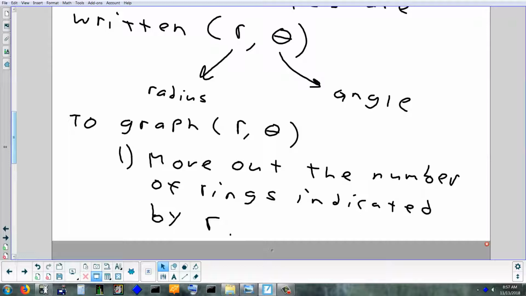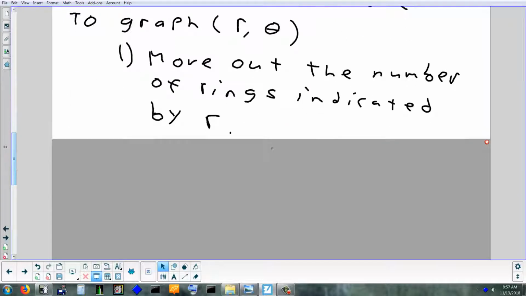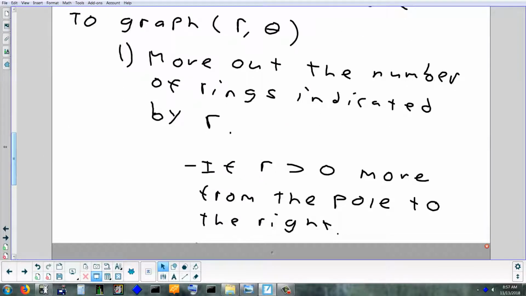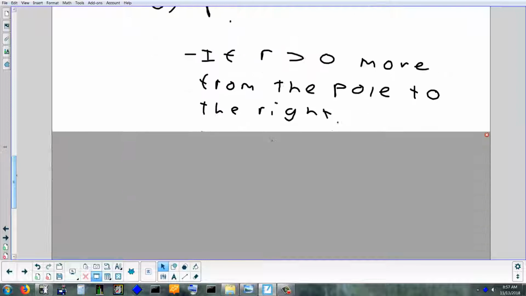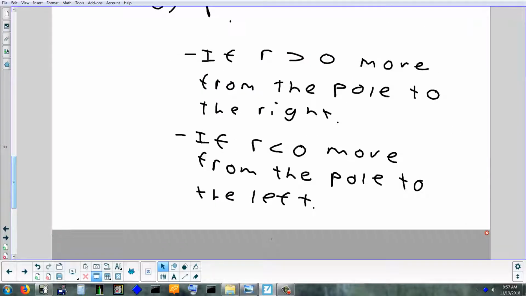What's going to control if you move left a certain number of units or right is a positive or a negative. So if r is greater than 0, you could really shorten that up. You could just say r greater than 0, move right. Or if you want to write it all out, if r is greater than 0, move from the pole to the right. If r less than 0, move left.